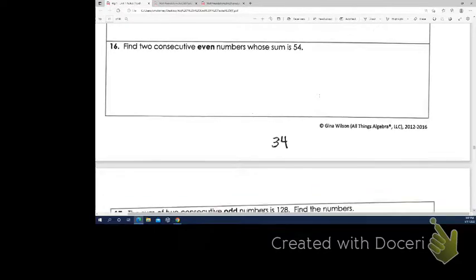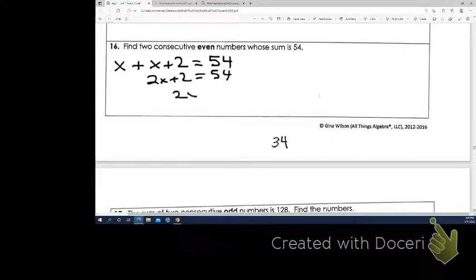And then number 16, we have two consecutive even. So we know this is x for the first and x plus 2 for the second. Notice we have that written up there above, and they equal 54. But the second one we go to plus 2 because it's even. So then 2x plus 2 is 54. Take away 2.